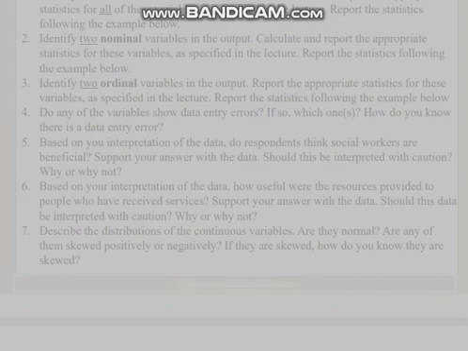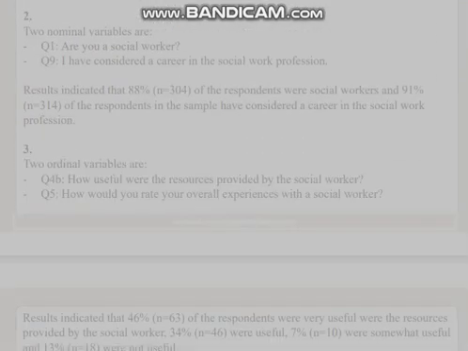1. Two continuous variables are Q2, how long have you practiced as a social worker? And Q16, what is your age in years? Social workers' experience ranged from 1 to 27 years, M equals 7.5 years, S.D. equals 6.86, and the age of respondents in the sample ranged from 14 to 74 years, M equals 36.31, S.D. equals 13.57.